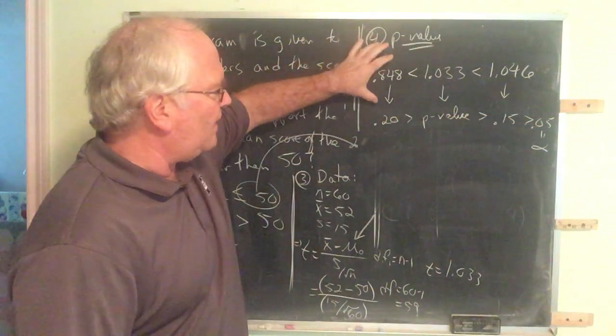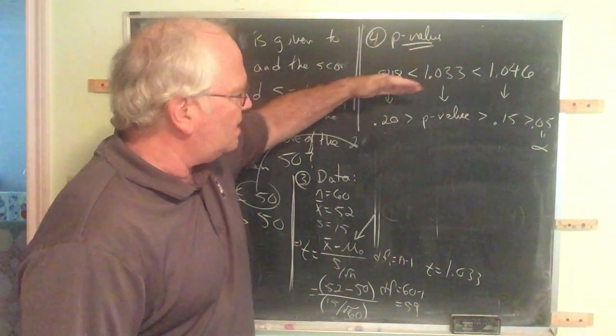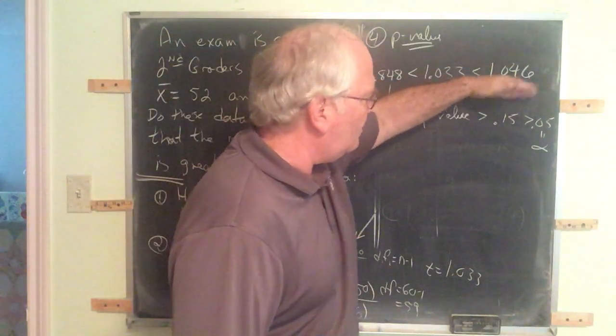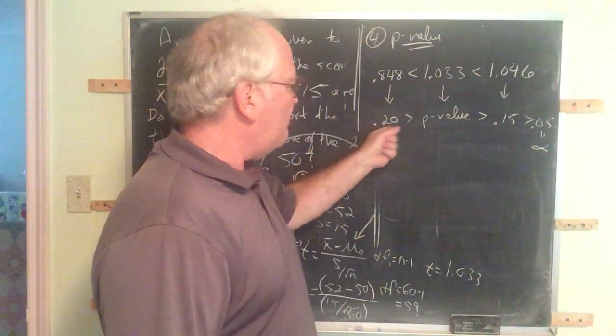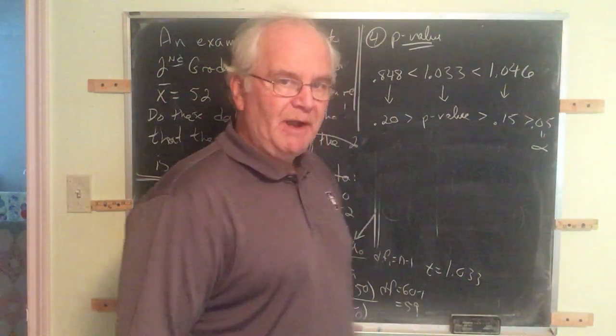So now, this is all we need from step 4. Step 4 is we would need to find the p-value, and this is 0.20 is bigger than the p-value, which is bigger than 0.15, which is bigger than 0.05. Papa bear, Mama bear, baby bear, little baby embryo bear.